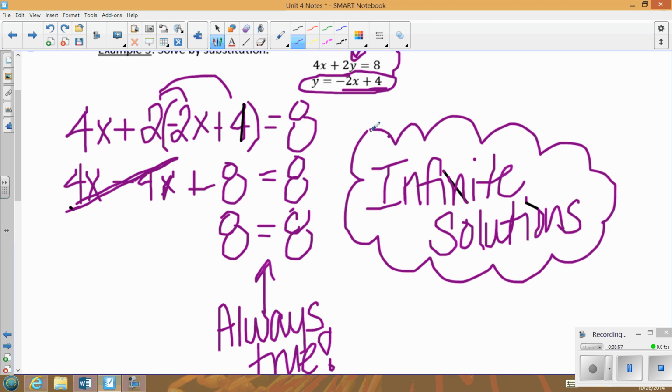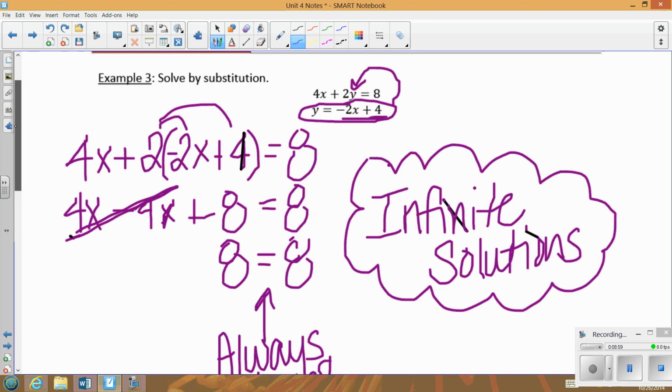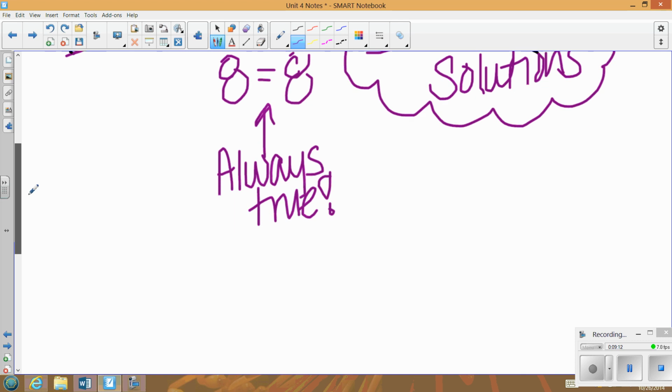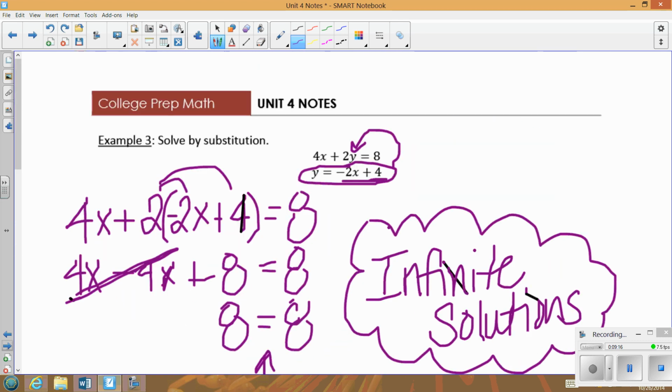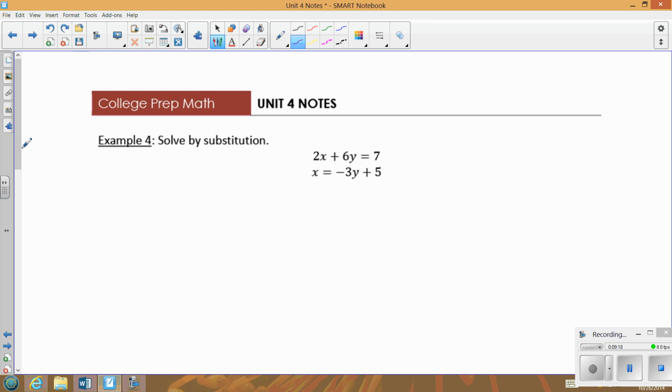If you look at the equations, if you imagine solving that first equation for y, so you would bring the 4x over, divide everything by 2, you would end up with y equals negative 2x plus 4, which means you got the same equation, so there's infinite solutions. So then the last scenario here is one last example, and let's take a look.